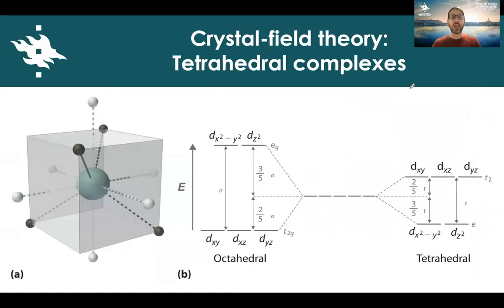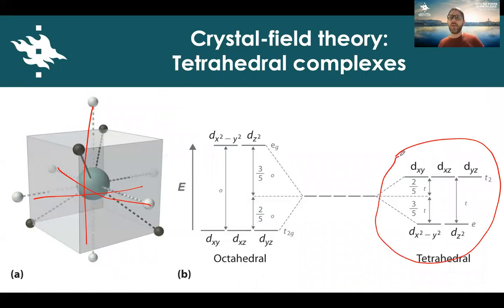And for the tetrahedral complex, we saw that as opposed to the octahedral case, in which the metal is in the center of the x, y, and z axes and the ligands are placed along the axes, in the tetrahedral the four ligands are placed in between the axes. So we have this kind of splitting of the d energy levels in a tetrahedral crystal field.